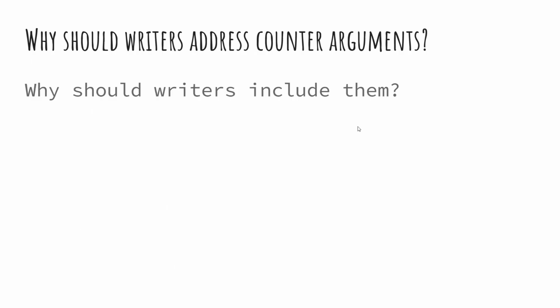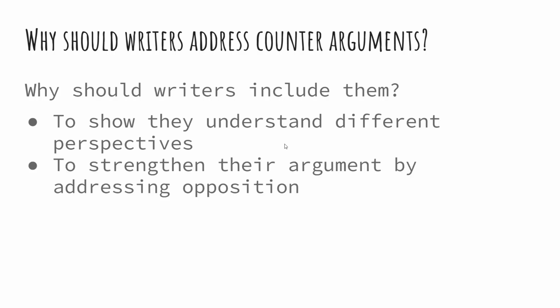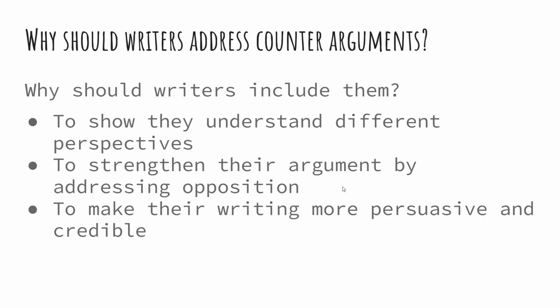So why should writers do this? The author needs to show that they understand different perspectives. So if you're reading an argument, you want to make sure the author's understanding different perspectives. And when you start writing your own arguments, you want to show that. You're also strengthening the argument, or they are, by addressing the opposition. And it ultimately makes the writing more persuasive and credible.